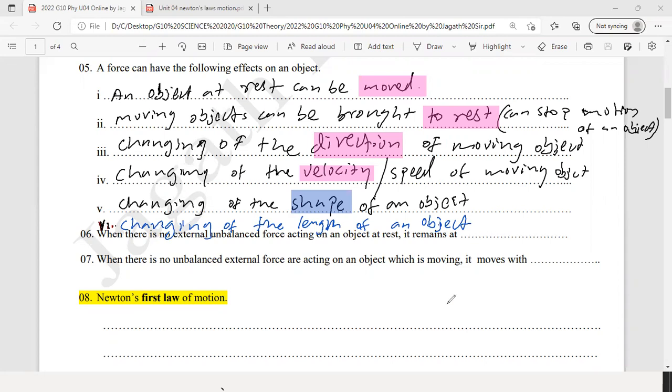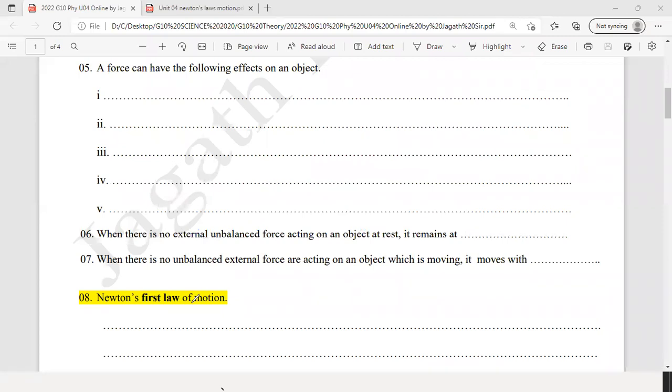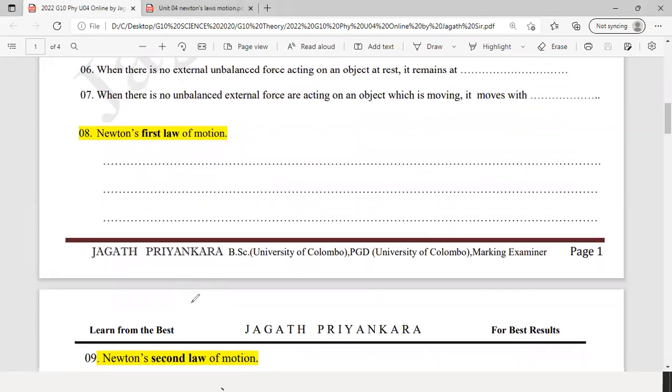Okay, done? Then the next part, number 6. When there's no external unbalanced force, very important, highlight the words no external unbalanced force, acting on the object. So acting on an object at rest. If you are not applying any force, now imagine there's an object at rest. So no unbalanced external force. Forces can be applied, but if it's balanced. The word unbalanced is very important. Again, I'll underline that also.